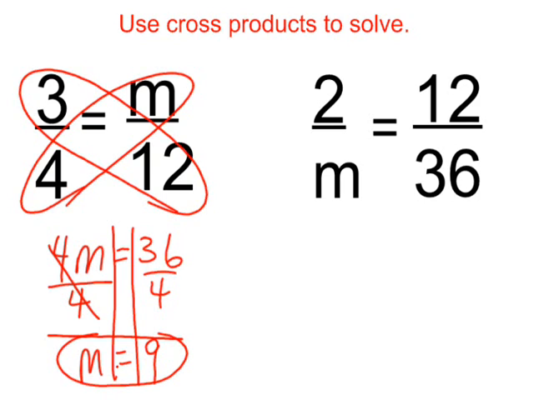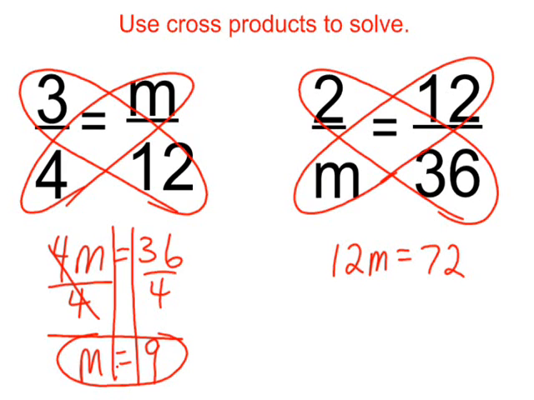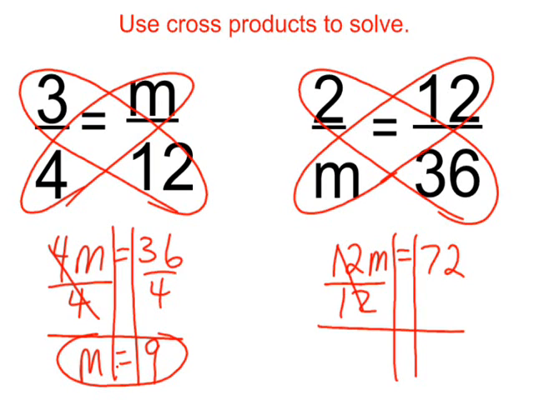Let's do another one. So I'm going to multiply the means. M times 12 is 12m. I'm going to multiply my extremes. 2 times 36 is 72. And now I have a nice easy one-step equation. So to isolate the variable, since this is multiplication, I'll do the inverse property. I'm going to divide. And our missing value would be 6.